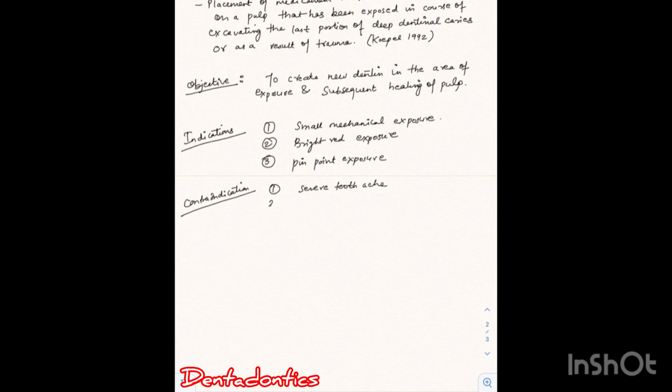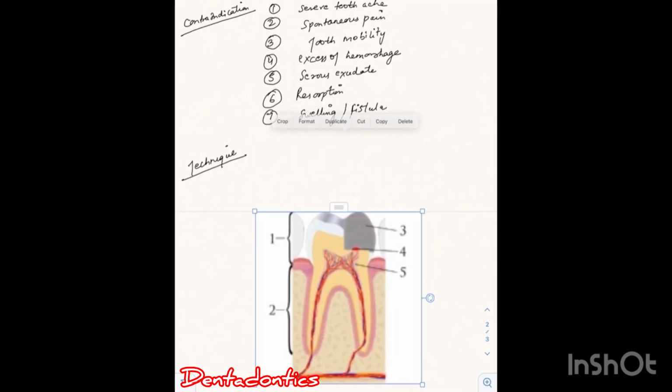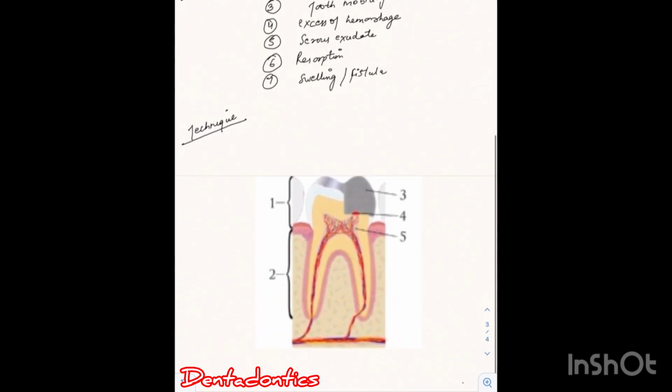Now coming to the contraindications of direct pulp capping, it should not be done in cases where there is severe toothache which resembles irreversible pulpitis. Spontaneous pain should not be there. Tooth mobility or any kind of periodontal disease should not be there. There should not be excess hemorrhage, or discharge of serous exudate. And there should not be any kind of internal or external resorption, or any swelling or fistula which resembles dead necrotic pulp.